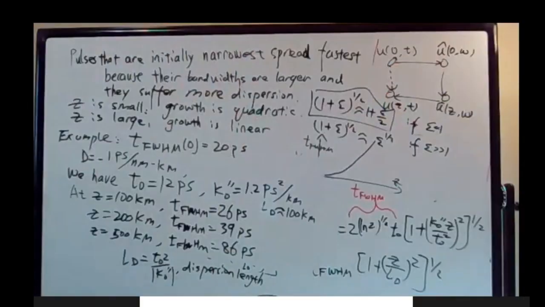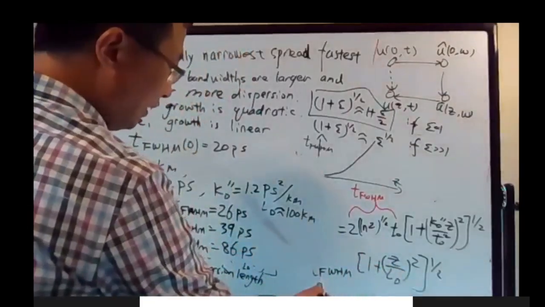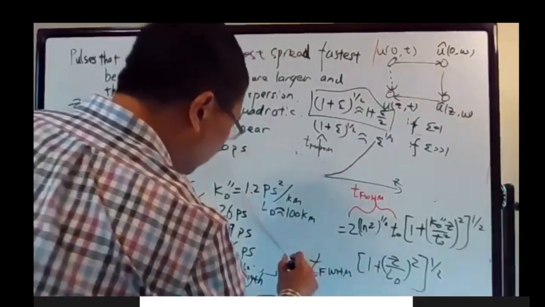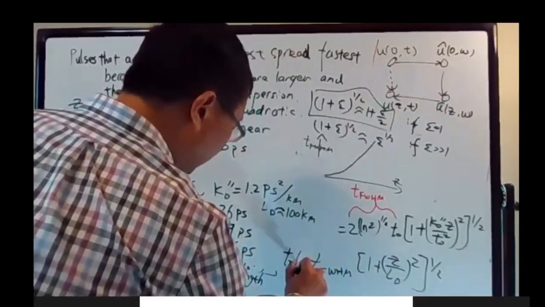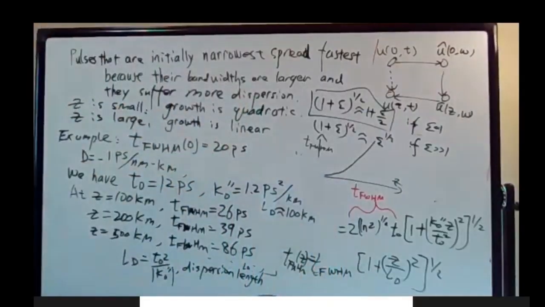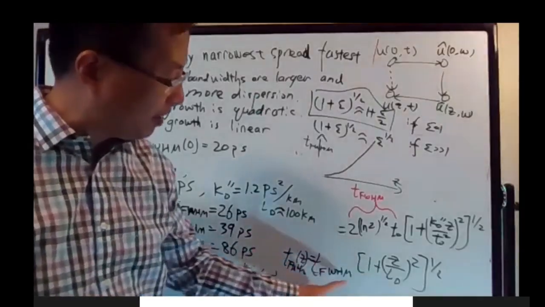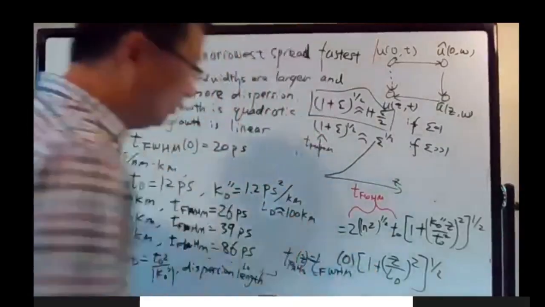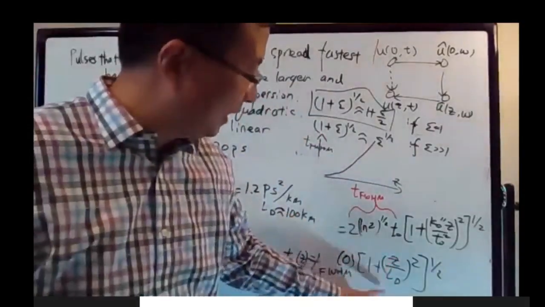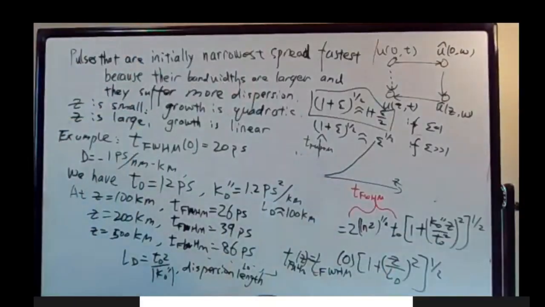Right? Dr. Hill? Yes, I have one question. The formula you're using for T full width half maximum at the bottom right, is that supposed to have an equal sign? Yeah, so it's supposed to be half maximum, but the z dependence should be this. So it's T full width half maximum at z equal to T full width half maximum at 0 times the square root of 1 plus z over LD squared. All right, thank you. Okay, great.